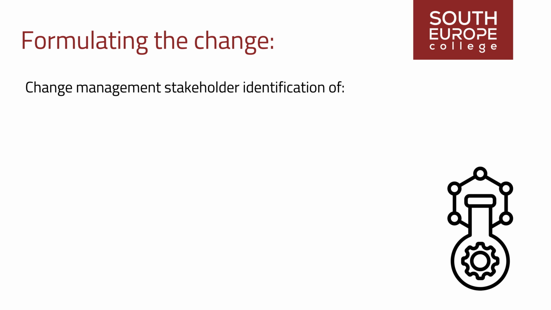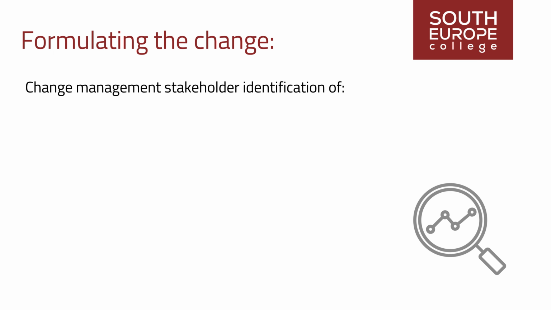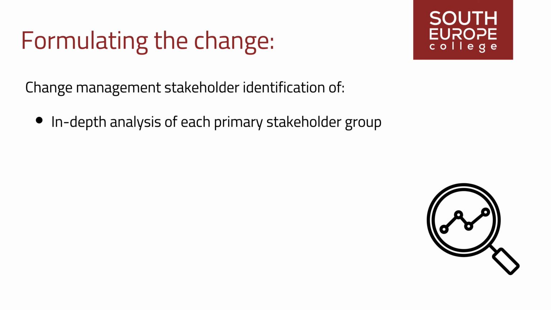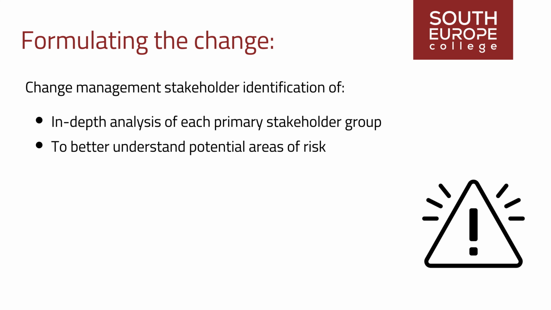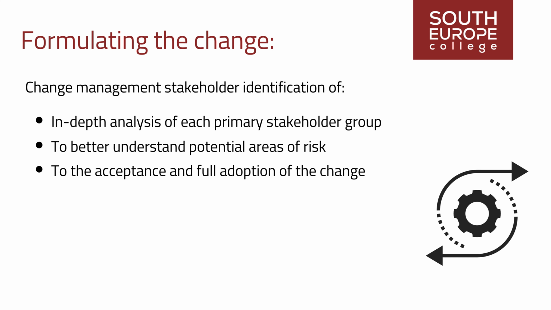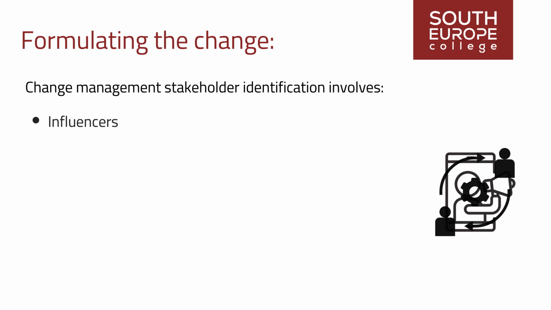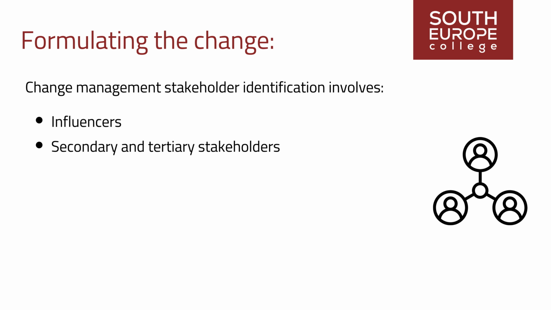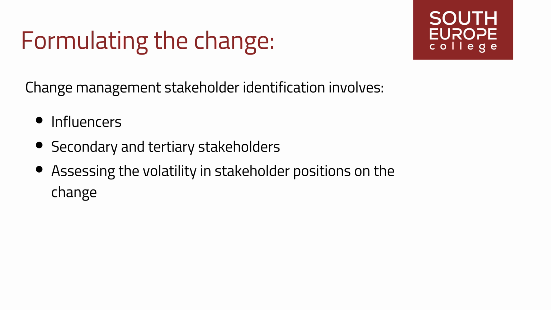Change management stakeholder identification involves a more in-depth analysis of each primary stakeholder group to better understand potential areas of risk to the acceptance and full adoption of the change. This includes identifying influencers, secondary and tertiary stakeholders, and assessing the volatility in stakeholder positions on the change.